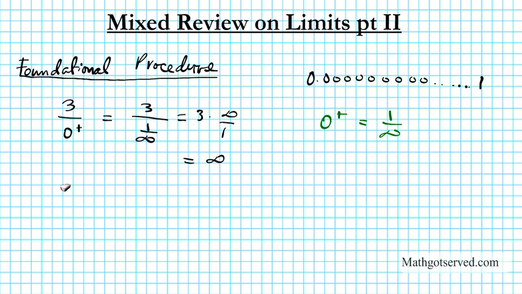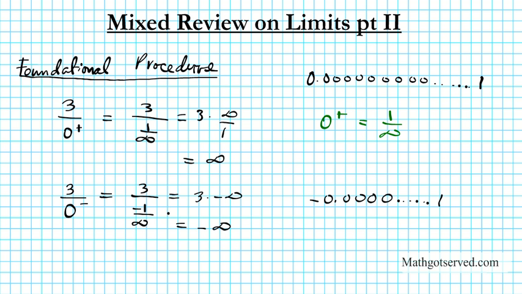Now what if I have 3 divided by 0 from the left? What is 0 from the left? It is negative 0.000001, an infinitely small negative number. How can I express that using infinity? It's basically 3 divided by negative 1 over infinity, just the opposite of that. So this is equal to 3 times negative infinity, which equals negative infinity.